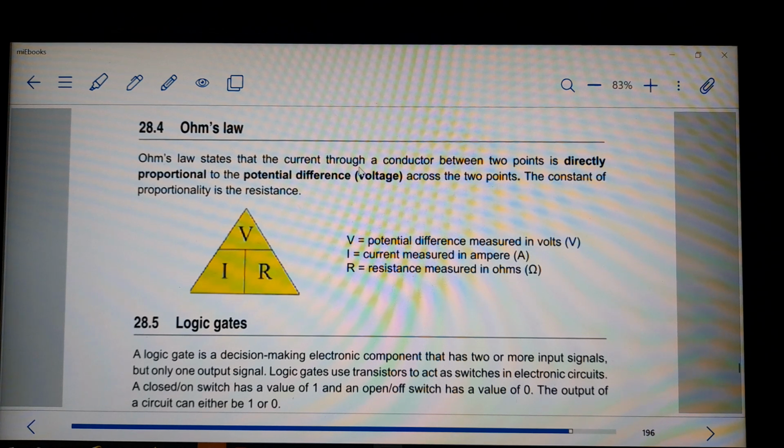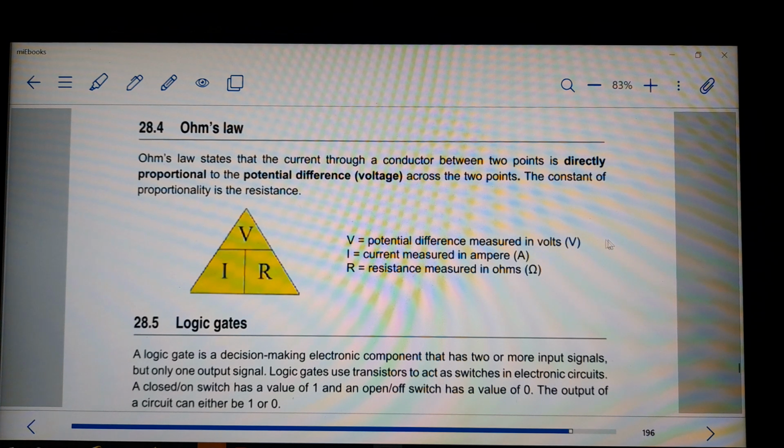Ohm's law states that the current through a conductor between 2 points is directly proportional to the potential difference across the 2 points. The constant of proportionality is the resistance. So we have the potential difference, which is the voltage. Now you get to know that the voltage is also called the potential difference. That's the symbol. And R is for the resistance and I is for current.